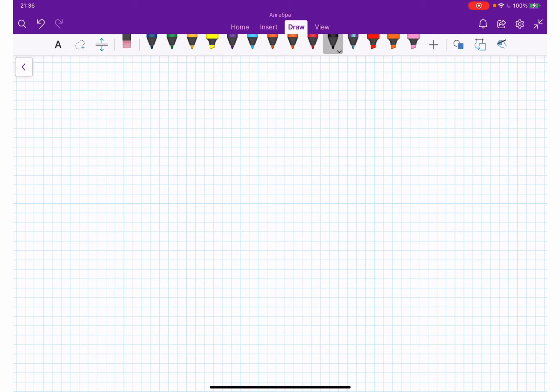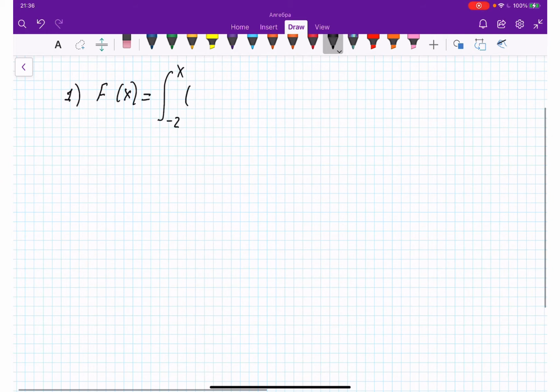Okay, using the second fundamental theorem of calculus to find f prime of x. So question number 1, we have f of x is equal to the integral from -2 to x of t squared minus 2t dt.